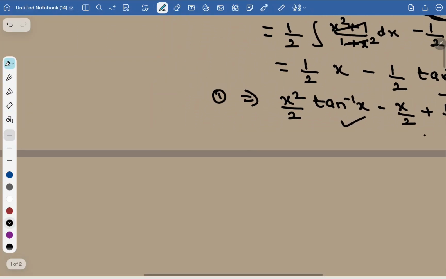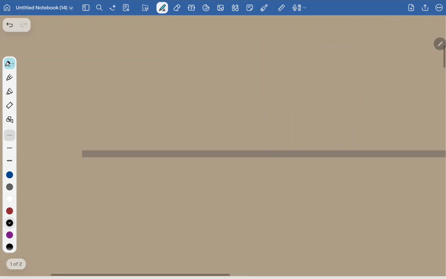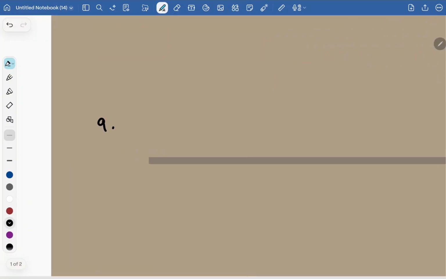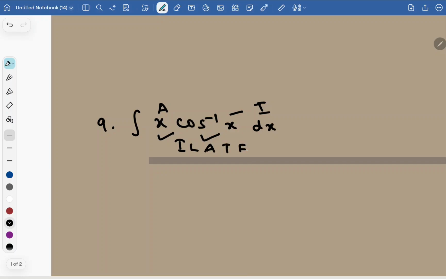Problem number 9. What is problem number 9? Integral x cos inverse of x dx. Again we have two functions, apply integration by parts. One function is x, another one is cos inverse of x. Here inverse is present in this problem. Algebraic is x. With the help of isolate we can choose our u and dv. Inverse is there which comes first, therefore choose u as cos inverse of x, that is solution.